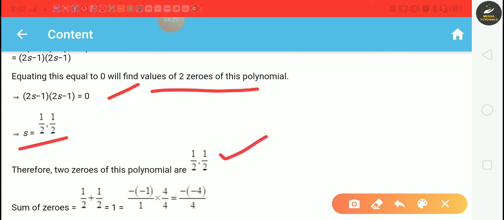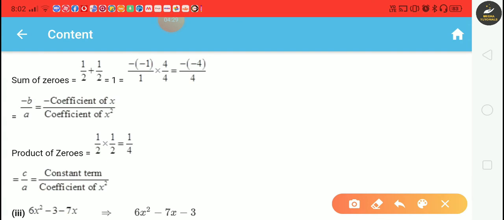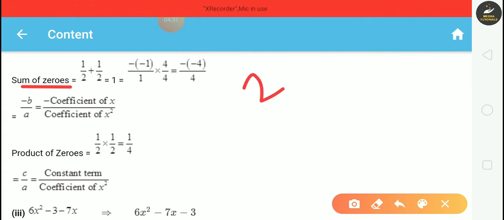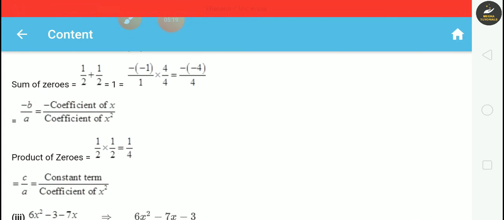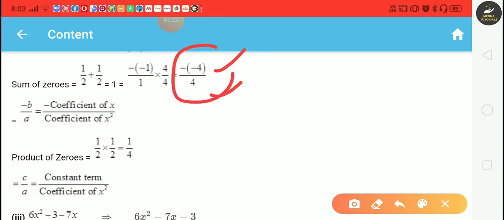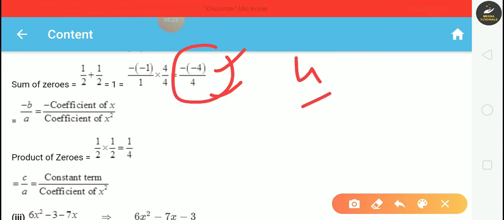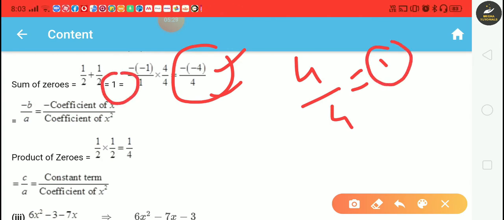Now let us go ahead with the relationship. So alpha is 1 upon 2 and beta is 1 upon 2. So sum of zeros, alpha plus beta, is 1 upon 2 plus 1 upon 2, which is 2 upon 2, which is equal to 1. So now we will check for minus b upon a. b is minus 4 and a is 1, so minus into minus 4 upon 4 is 4 upon 4, which is equal to 1. Therefore RHS and LHS are equal, therefore sum of zeros is verified.